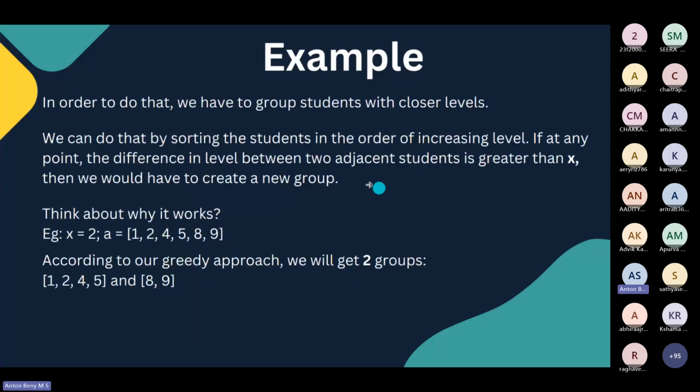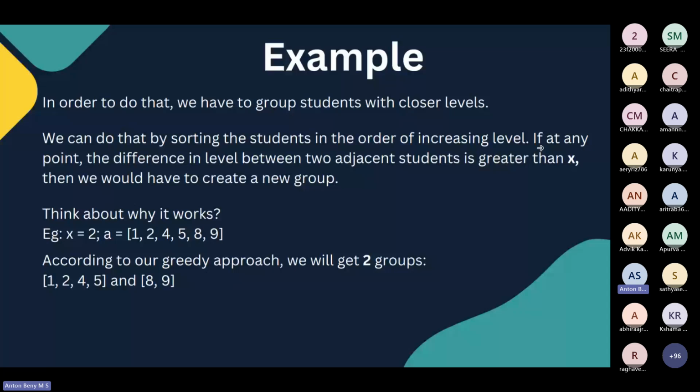So a solution would look something like this. We have to maximize the number of students in each group. Therefore, we have to group students with closer levels. We can do that first by sorting the students in the order of increasing level. You would have learned sorting in the previous class. We can use the inbuilt function to sort the array. And now we'll go through each element, and check if at any point the difference in level between two adjacent students is greater than x.